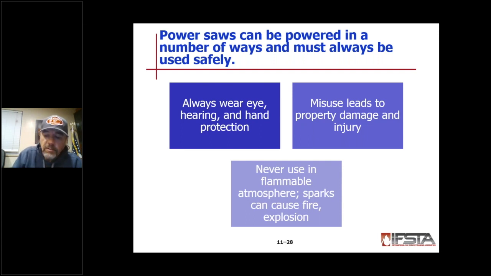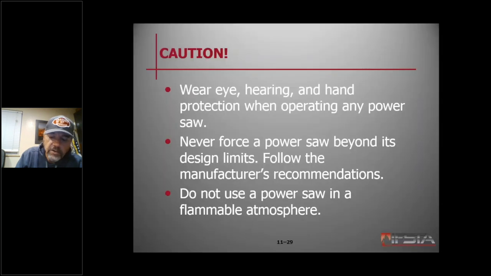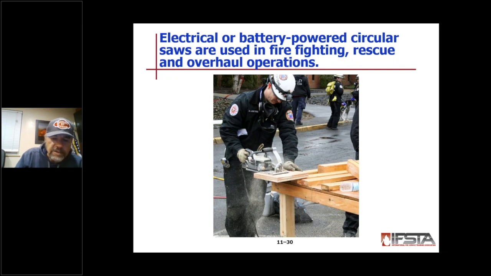So being very situationally aware of the environment that we're going into, as well as what you are carrying with you, is extremely important. We've talked about PPE. Second point here, never force a power saw beyond its design limits. Understanding the manufacturer's recommendation is extremely important. When we start cutting with a saw, we want it to be at maximum revolutions, or maximum RPMs, to keep it from bogging down. And then again, don't use a power saw in a flammable atmosphere.